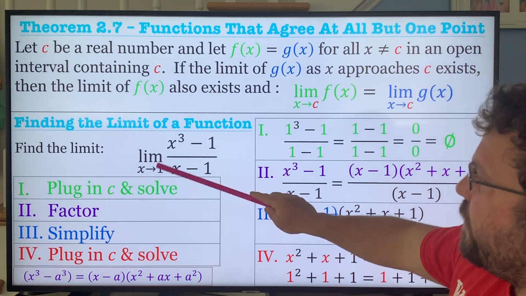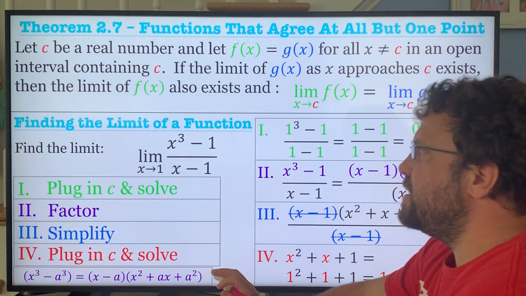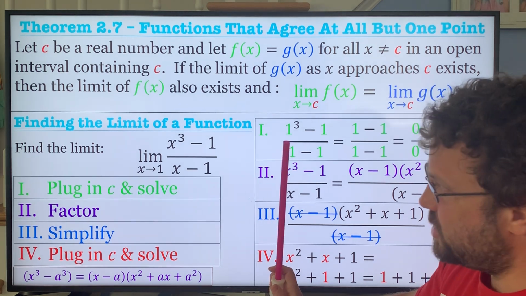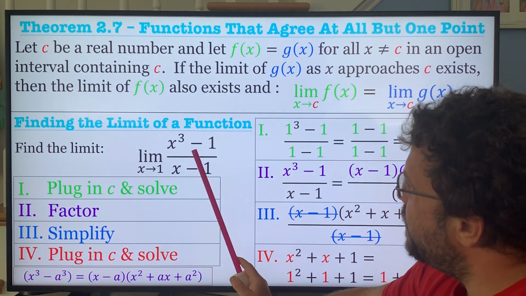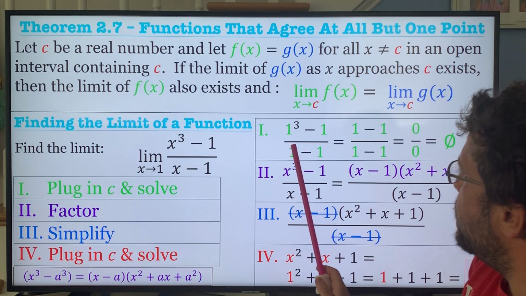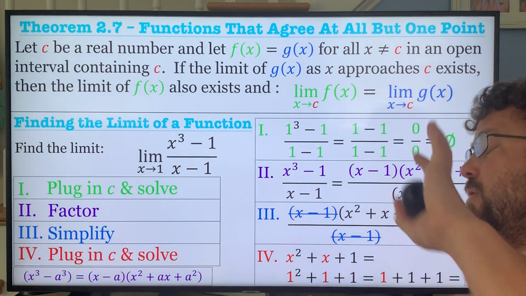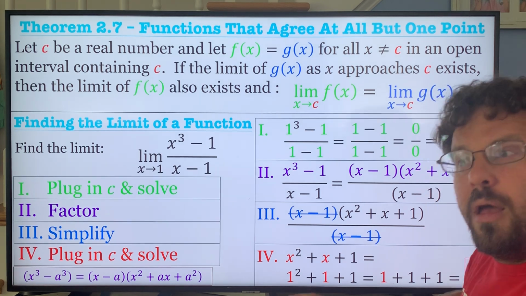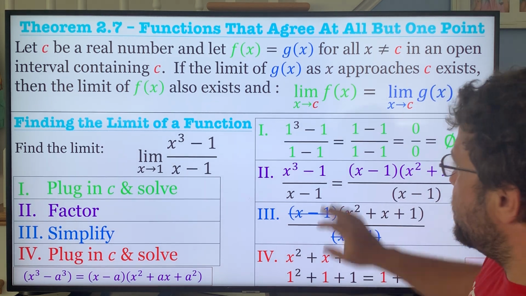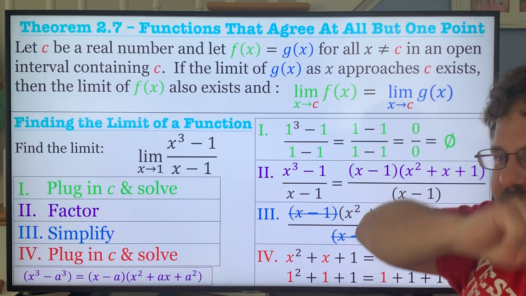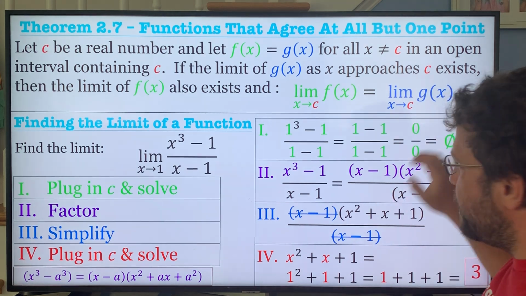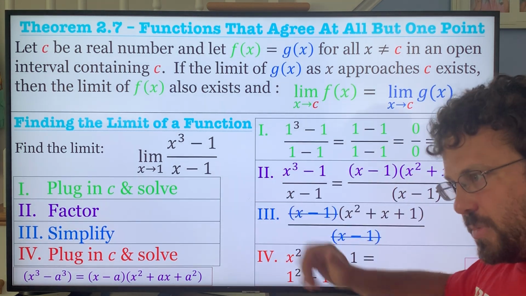So there are 4 simple rules. Rule number 1, plug in c and solve. This is how you should solve every limit. So if I plug in 1 here, 1 to the third minus 1 over 1 minus 1, I get 0 over 0, undefined. Now in the past, we'd say, oh, DNE, can't solve it. But you have to go to the next steps. So 0 over 0, I can't just do it the easy way. If I got a number here, you're done. Good job with your limits.